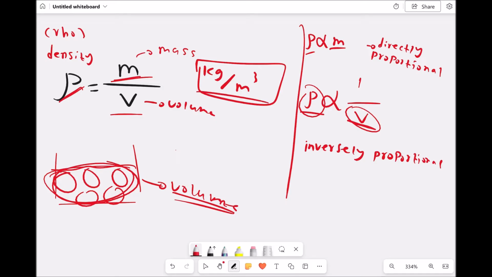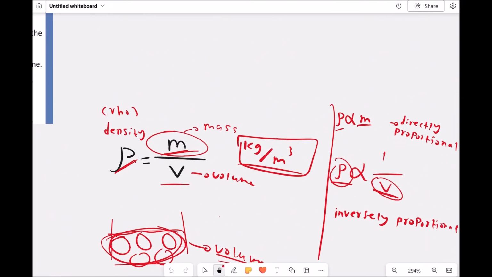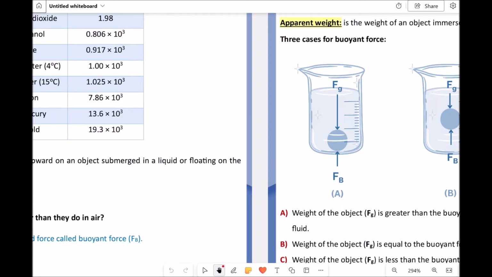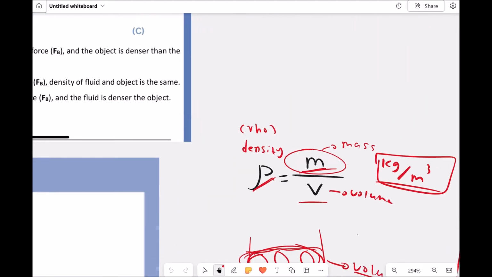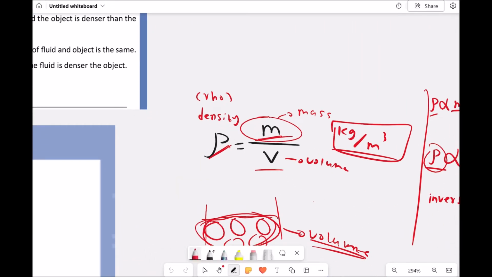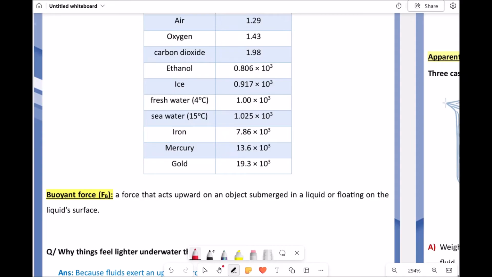This is the unit of density. Now, if I ask you what does density depend on, density depends on two things, guys. It depends on the mass and it depends on the volume too, the volume of the object or the mass of the object. So if we define density, we will say density is mass in a unit of volume, and the unit of density is kilogram per meter cubed.